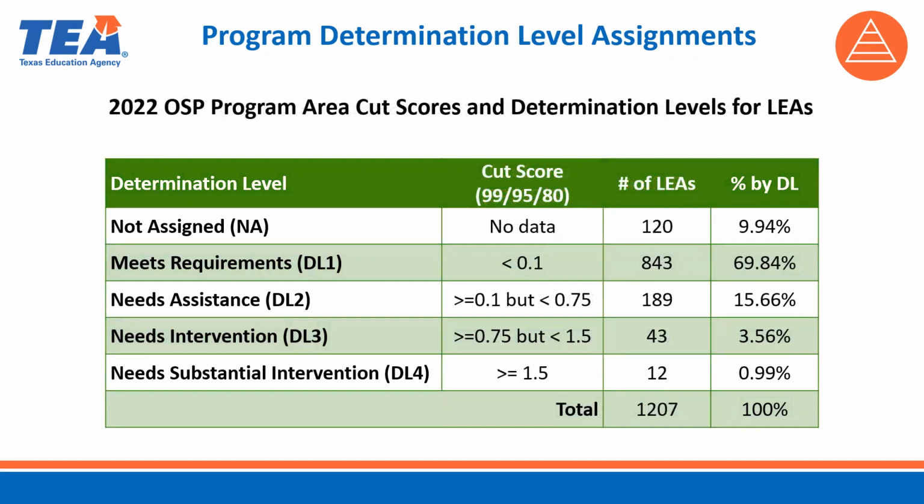The same criteria applies to OSP DL assignment. LEAs assigned DL4 have PL mean values greater than 99% of the PL mean values. DL3s have PL mean values greater than 95% of the PL mean values. DL2s have PL mean values greater than 80% of the PL mean values. And DL1s meeting requirements have PL mean values at or below 80% of the PL mean values. And within OSP analysis, 120 LEAs are not assigned a rating due to no data availability.